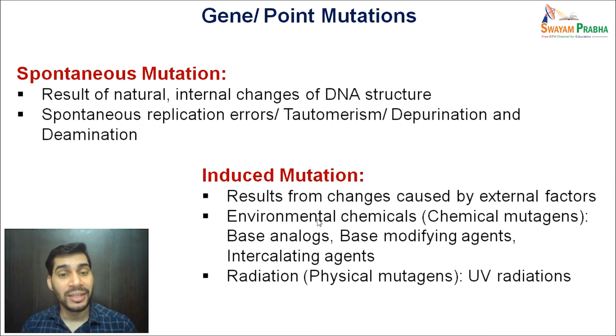Whereas in case of induced mutations, there is a change which is being caused by external factors, and these external factors are most of the time environmental chemicals or radiations. So there can be chemical mutagens, or there can be physical mutagens or a physical source of mutations. Under chemical mutagens, there can be base analogs, that means base-like chemicals which substitute the bases. They can be base modifying agents which change the bases, or there can be intercalating agents which get fixed in the DNA, or they get intercalated within the DNA. So any of these cause abnormality with the normal base pairing, and hence they cause the mutation. Whereas there can be a physical source of mutation as well, the most common example being UV radiation.